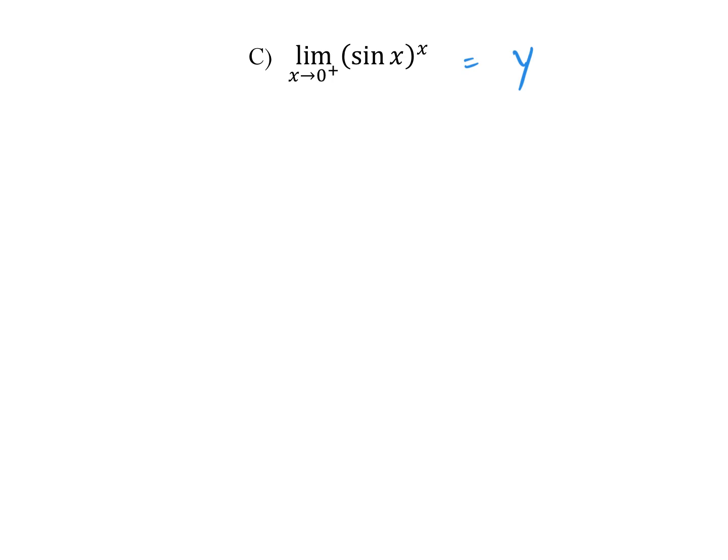So now I have the limit as x approaches 0 from the right of x times the natural log of sine x equals the natural log of y. Everybody good? Now what? Can we do L'Hopital's? Or can we just take the limit? Well, why? It would be 0. Sine of x is 1. I agree.